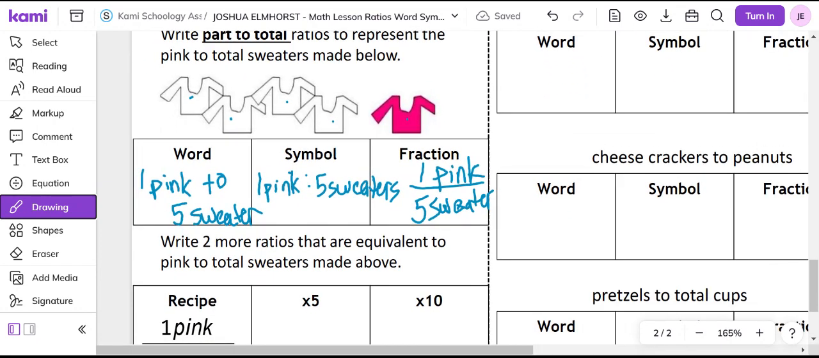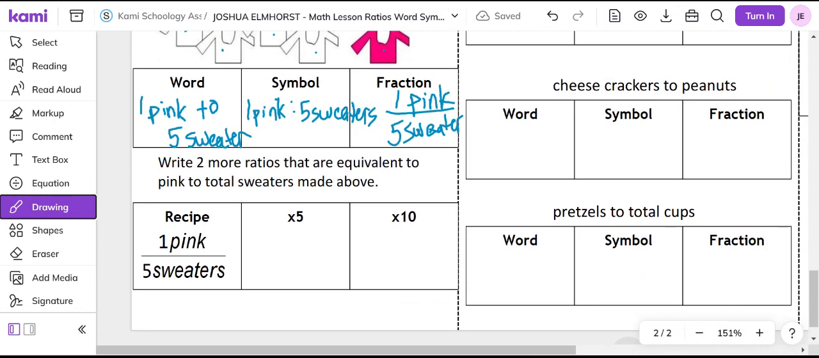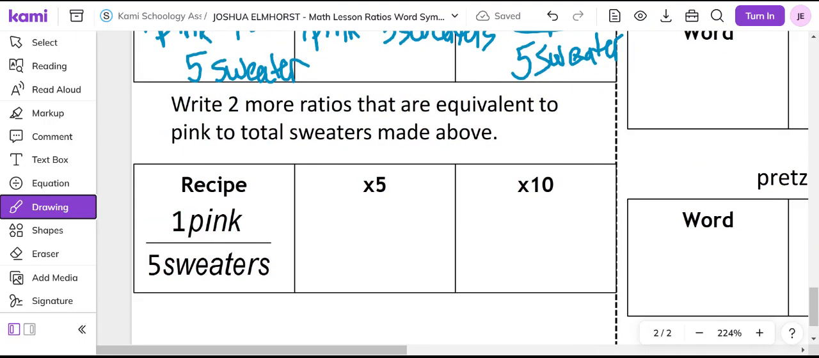And then we can use the same process here in a part-to-part or a part-to-total to multiply to create an equivalent ratio. The equivalent ratio is going to be a proportion. So we got 1 times 5. So if we have 5 pink and we multiply 5 sweaters times 5, that would be 25 total sweaters.